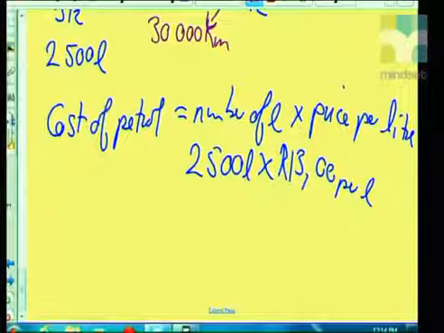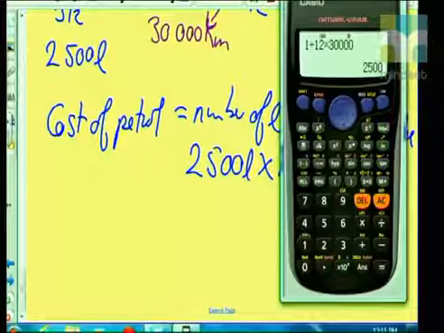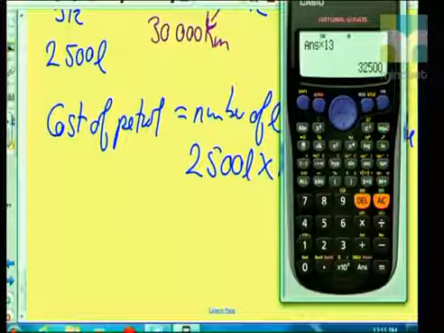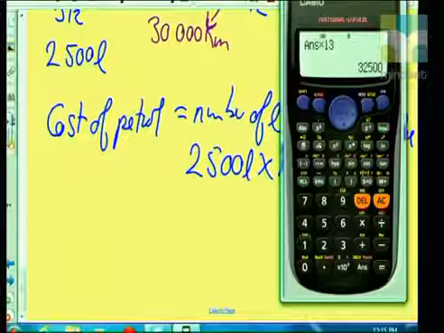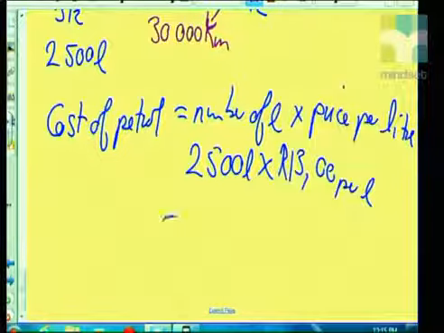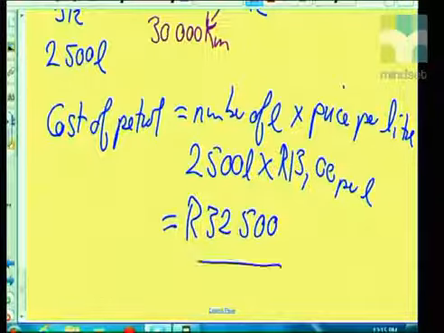We do that, 2,500 multiplied by the cost of fuel, 13 rand per litre, and you'll see it comes to quite a big number. It's 32,500. So the cost of petrol that Robin's going to have to pay is 32,500 rand. That's quite a large proportion for driving this Polo 30,000 kilometers. Well, you can see it's quite close to a rand a kilometer.